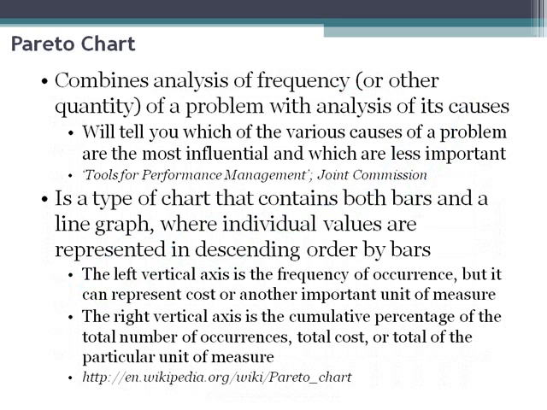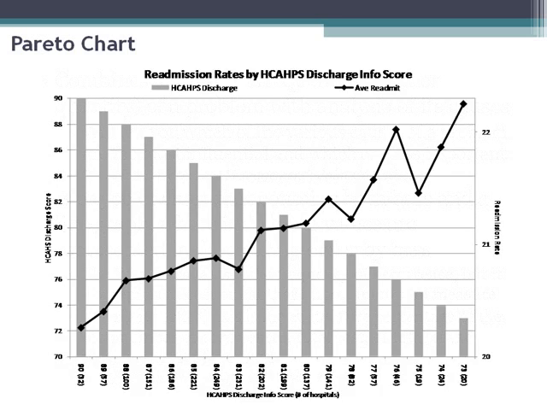I do like to, and I'm not ashamed or embarrassed of it, go to Wikipedia, and this is Wikipedia's maybe more simple definition of it. It's a type of chart that contains both bars and a line graph, where individual values are represented in descending order by bars. And that was how I did it. It was the highest score descending all the way down to that far right.